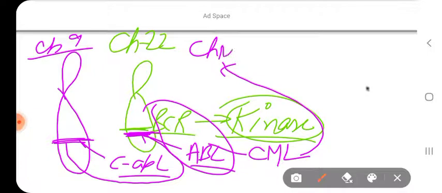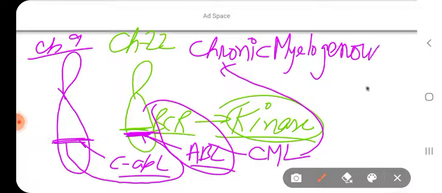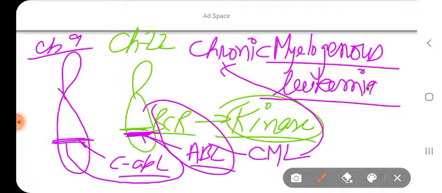Chronic myelogenous leukemia. Now what does it mean? How can you explain it to normal people? Chronic myelogenous leukemia is a type of what? Blood cancer. So it is actually a blood cancer.